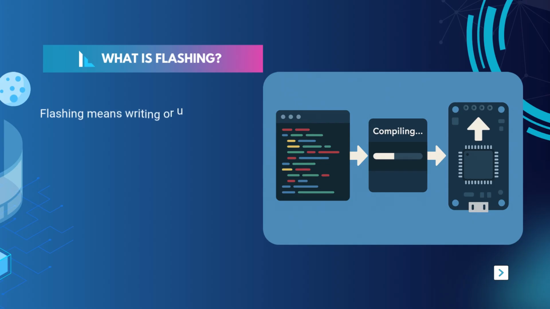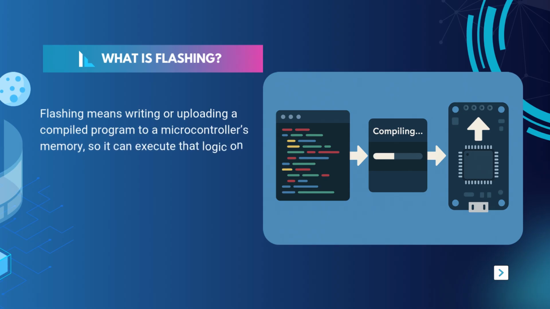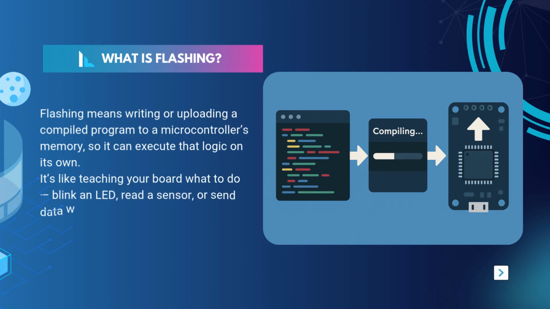What do we actually mean when we say we're flashing code to a microcontroller? Flashing refers to the process of uploading a compiled program, also called firmware, into the flash memory of a microcontroller. This allows the microcontroller to execute the instructions continuously, even after being reset or powered off. Flash memory is non-volatile, meaning your code stays there until you overwrite it. Think of flashing like installing an app on your phone, but for a tiny, purpose-built computer.